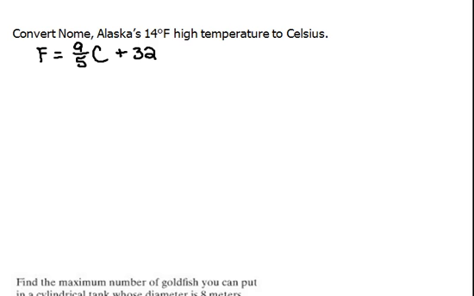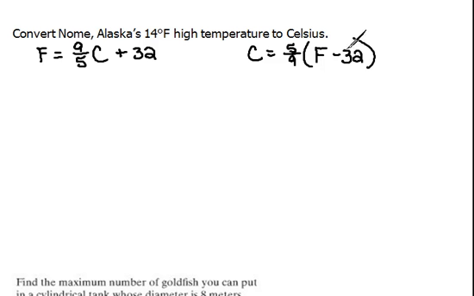Now, if you're going the opposite way, if you're going to Celsius, you might want to use this form of the formula. They're actually the exact same thing. They've just been solved for either Fahrenheit or for Celsius to make it a little bit easier. This second formula says that the temperature in Celsius will equal 5/9 of the Fahrenheit temperature minus 32.